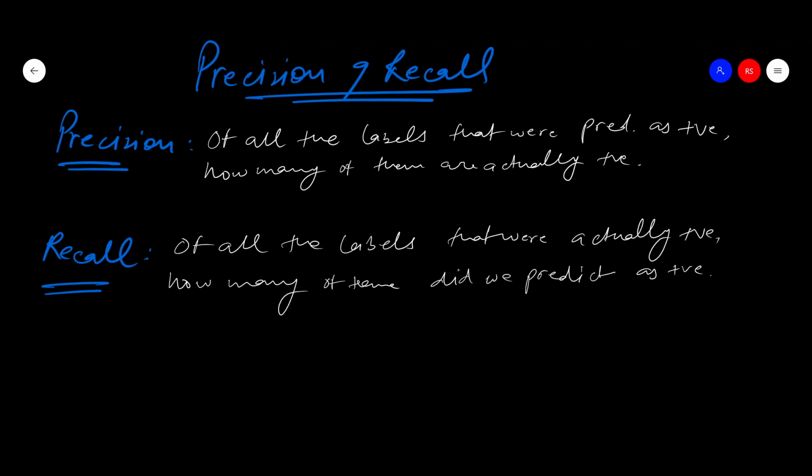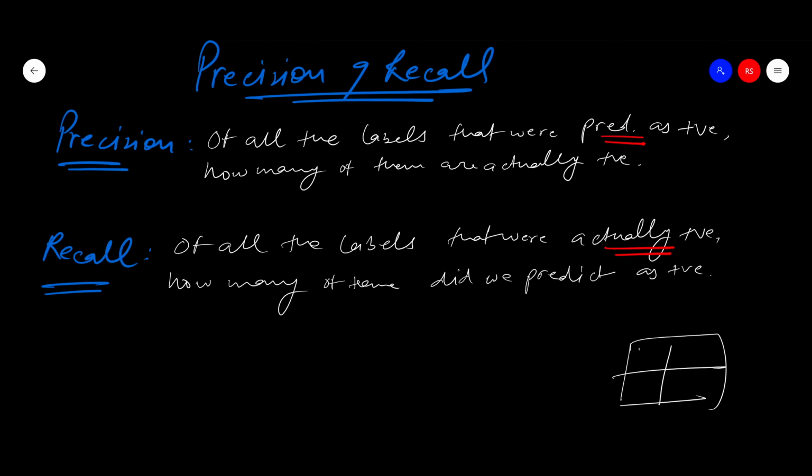So precision says that of all the labels that were predicted as positive, let's just highlight these words as well. So predicted as positive, in case of precision, how many of them are actually positive? And in case of recall, of all the labels that were actually positive, how many of them did we predict as positive? Right? Now it may seem that they are one of the same thing, but let's just look at the confusion matrix again. I'll just draw it up here quickly.